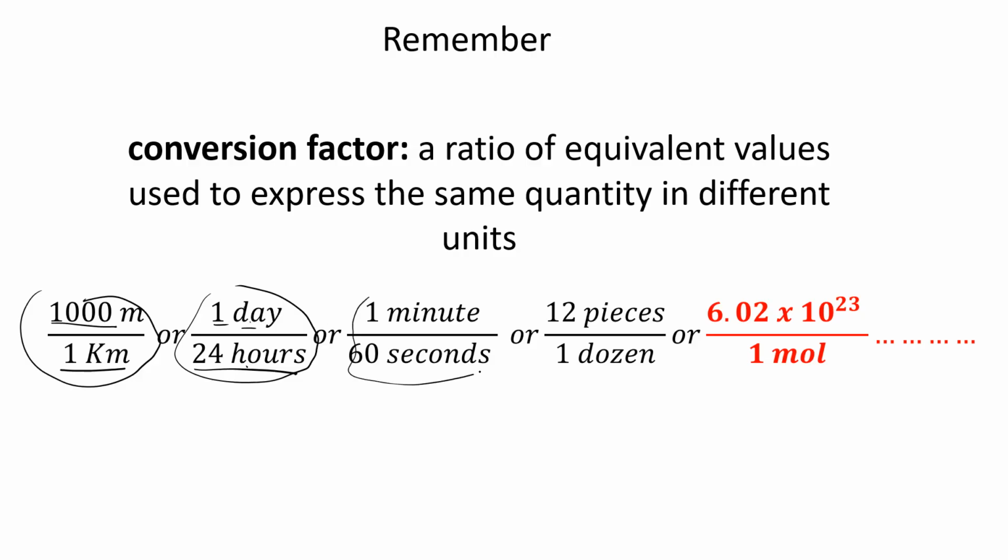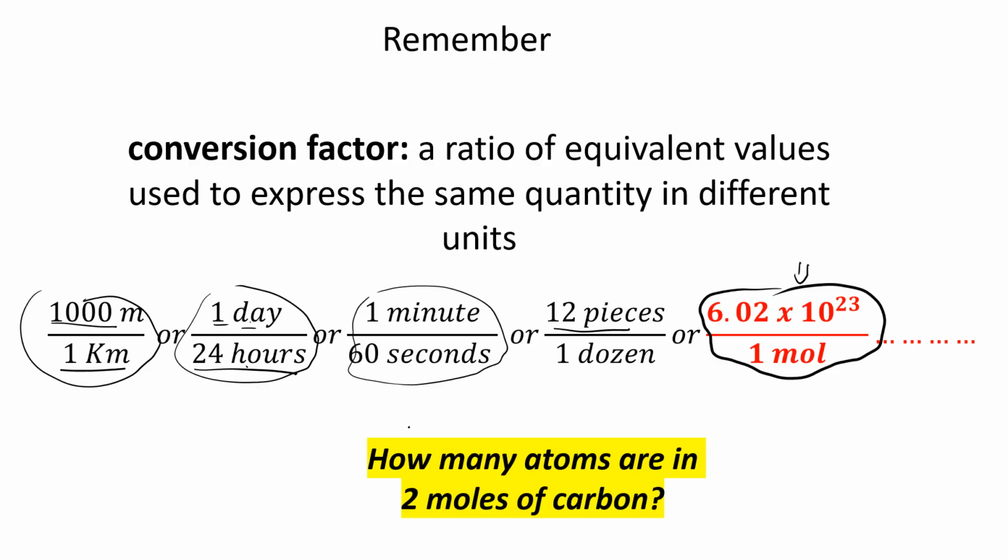1 minute is 60 seconds. Right? 12 pieces is 1 dozen. Now, this is what we want: 6.02 times 10 to the power 23 is 1 mole. فإذا أعطانا عدد المولات and we want to find the particles, we can use this. Sometimes we'll multiply by it, sometimes we'll divide, okay? So if I ask you, how many atoms are in 2 moles of carbon?